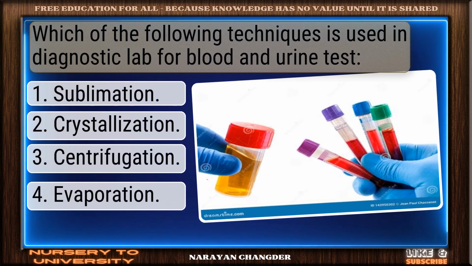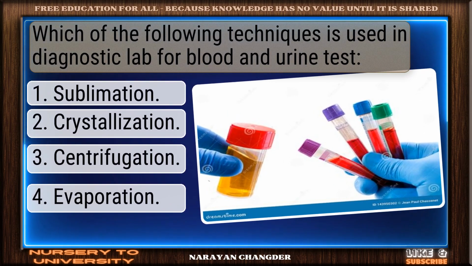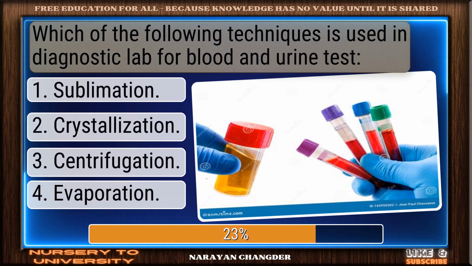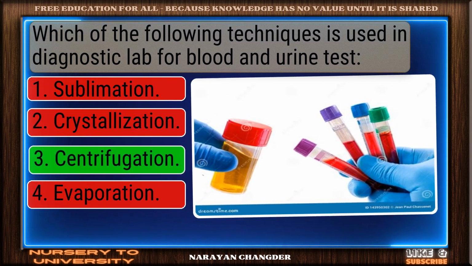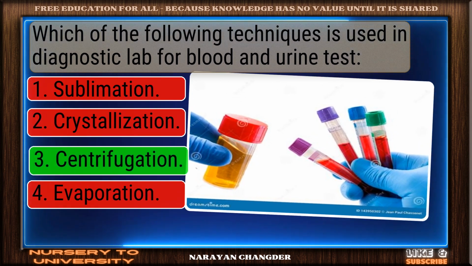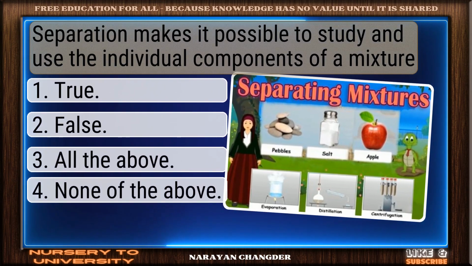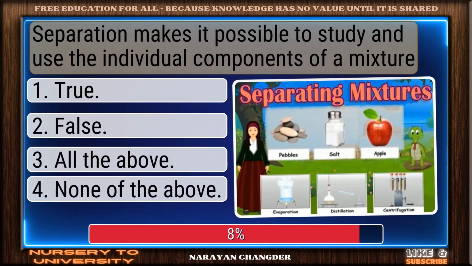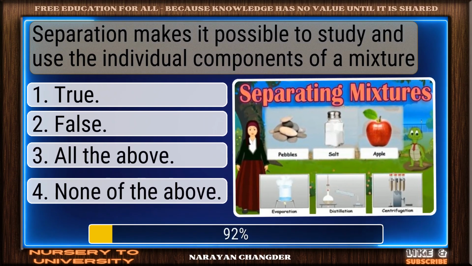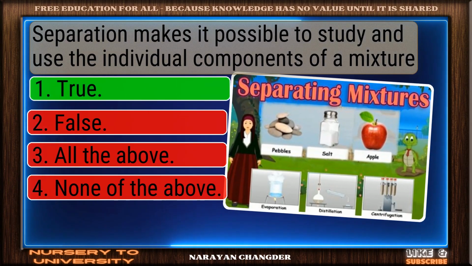Question number 66. Which of the following techniques is used in diagnostic lab for blood and urine test? Smart move. Centrifugation is an accurate answer. Question number 67. Separation makes it possible to study and use the individual components of a mixture. On track. True is the correct answer.